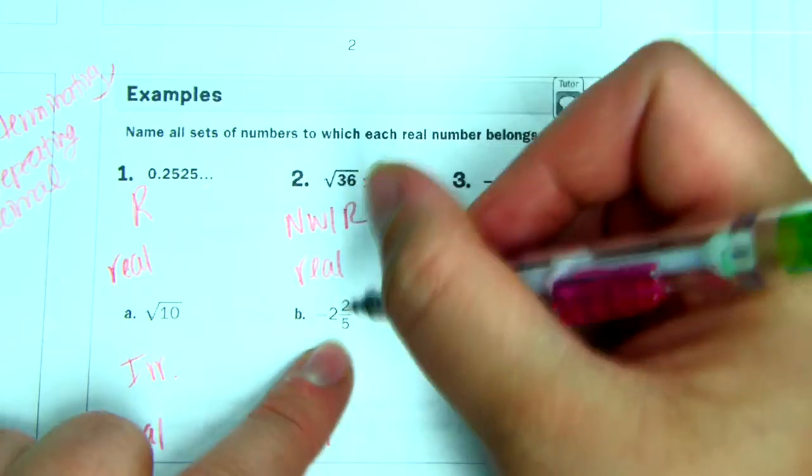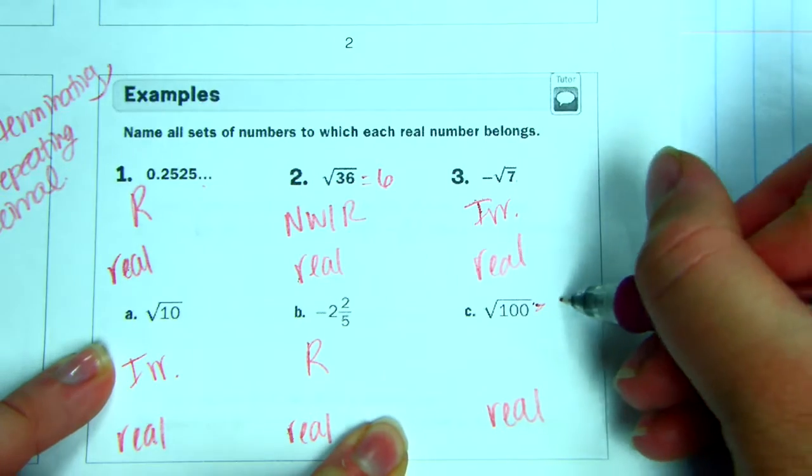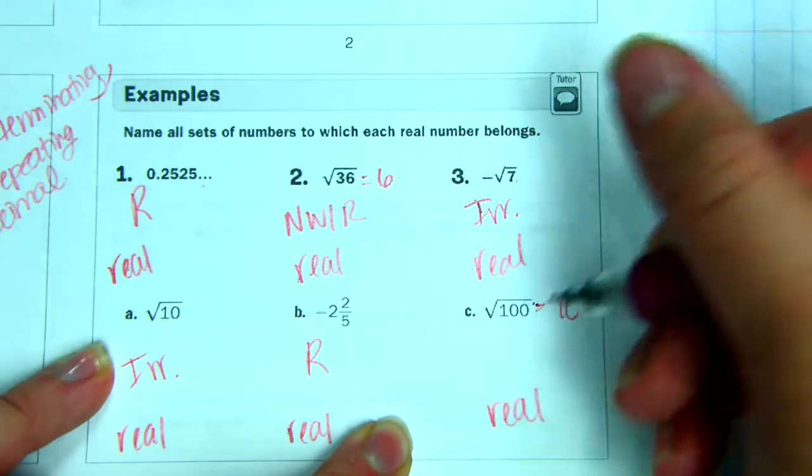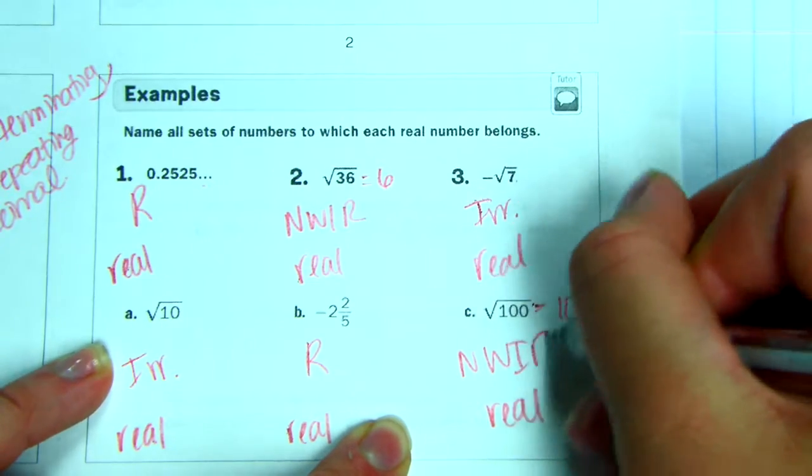This is a fraction, so that falls under rational. And this square root is 10. So this is a natural number, which makes it the rest.